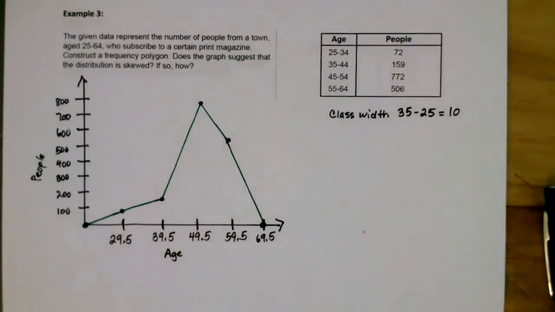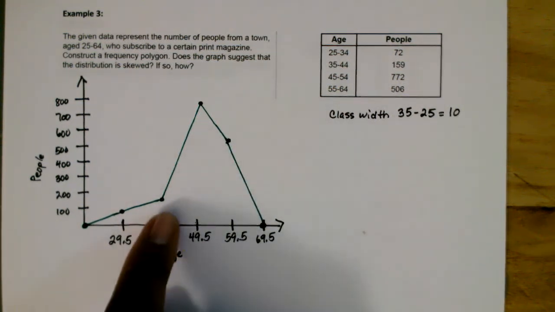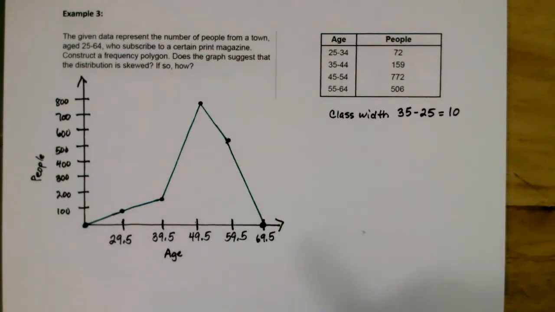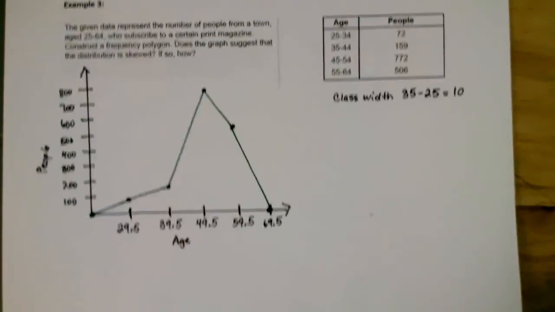Okay. So that's what a frequency polygon looks like. It is a closed figure. So that means this part and that part has to be closed off. Now, does the graph suggest that the distribution is skewed? And if so, how? Well, if you look at this graph, it does appear to be skewed in this case.